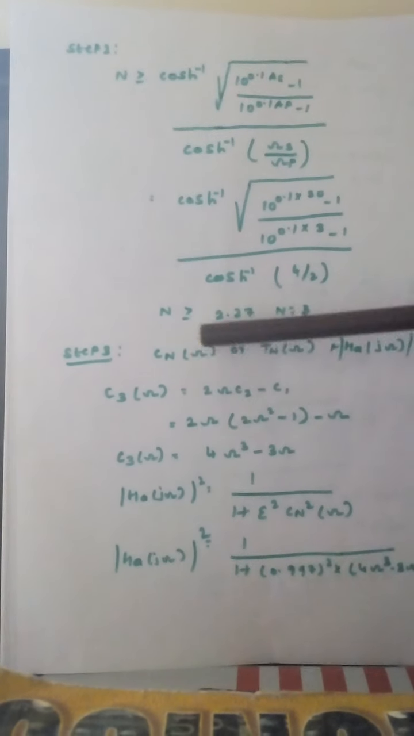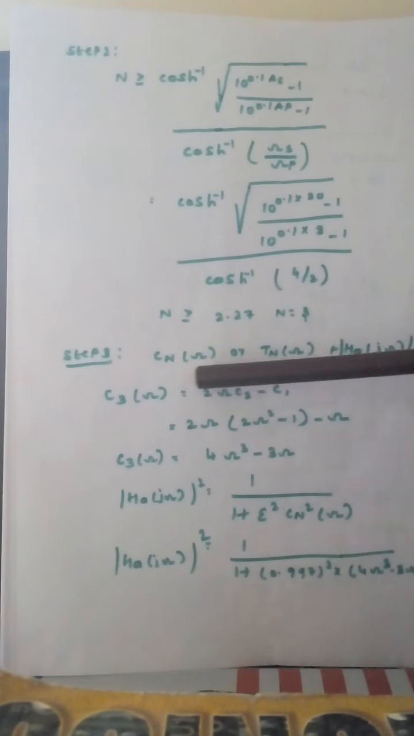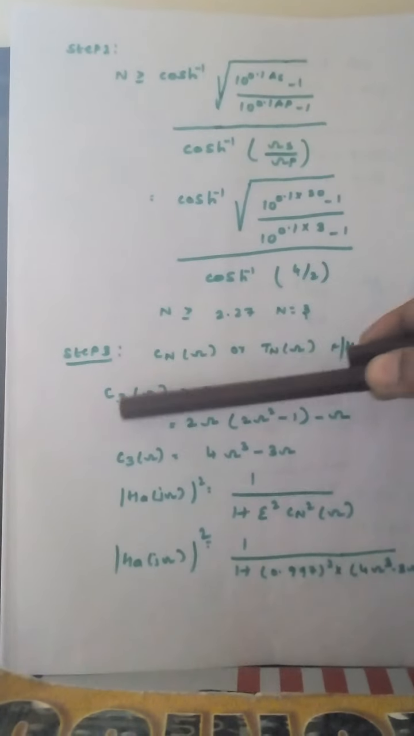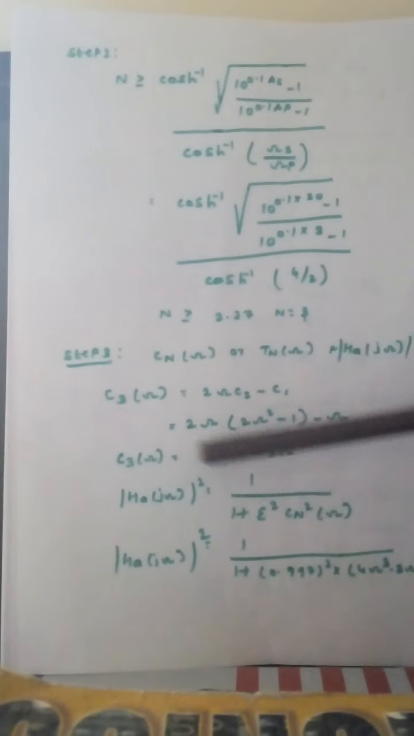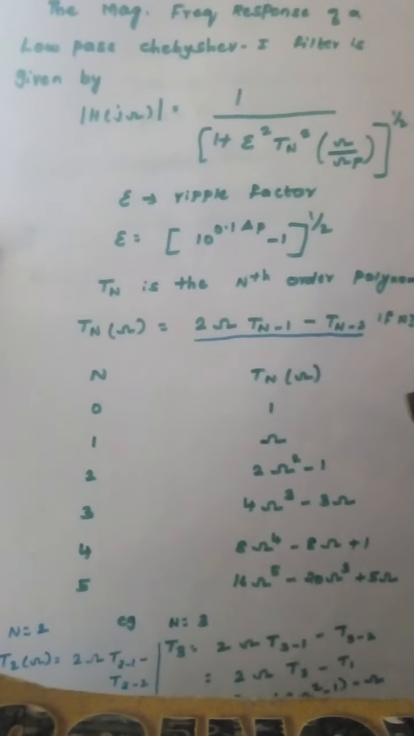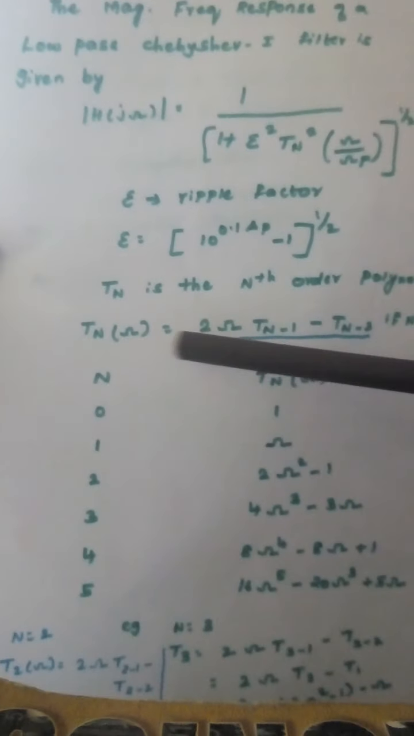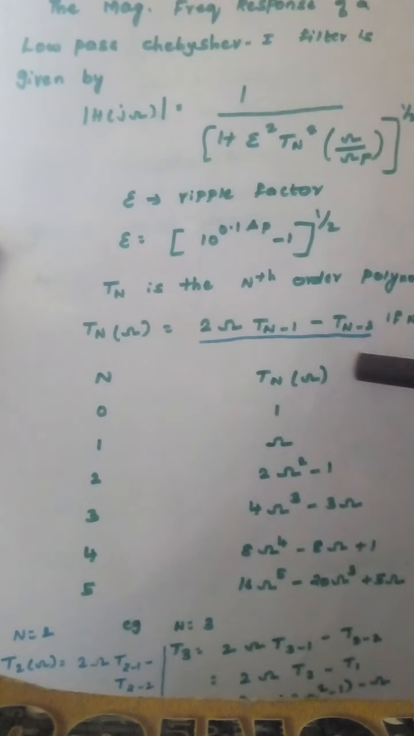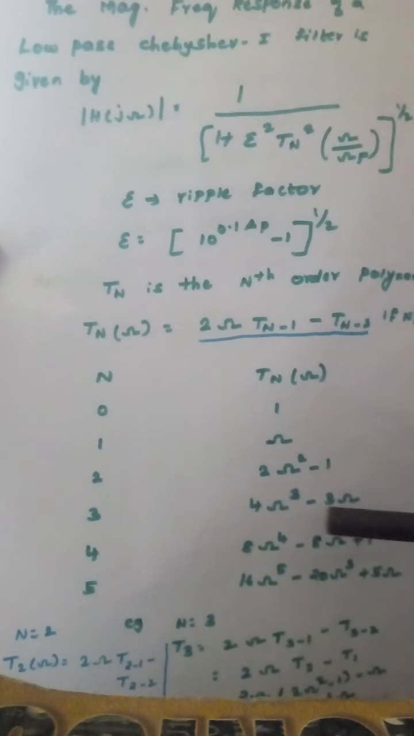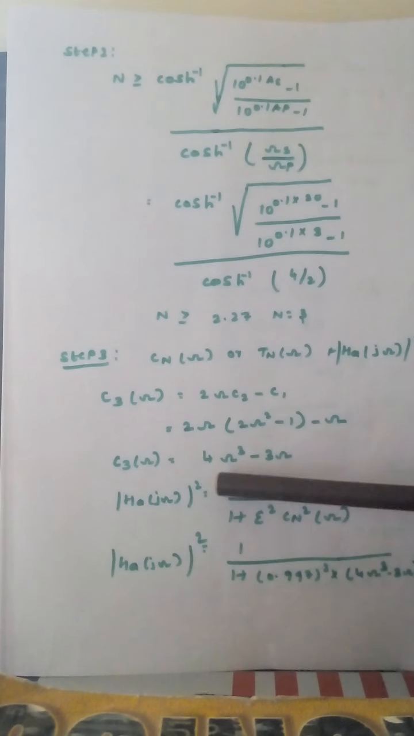So step 3 is we have to find out the order of the polynomial. That is Cn of omega, or we can write it as Tn of omega. Here the order is 3, so we have to find out C3 of omega. This we have already done in the first video. For finding the order of the polynomial, Tn of omega can be found by using this formula. When n equal to 3, we got 4 omega cube minus 3 omega. So here we have written C3 of omega is equal to 4 omega cube minus 3 omega.